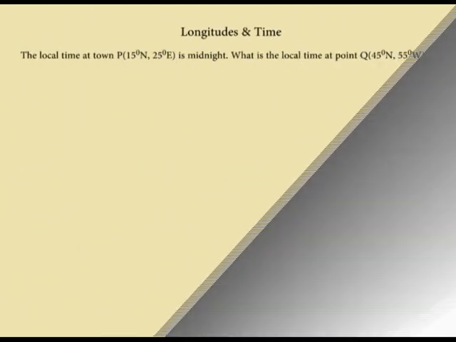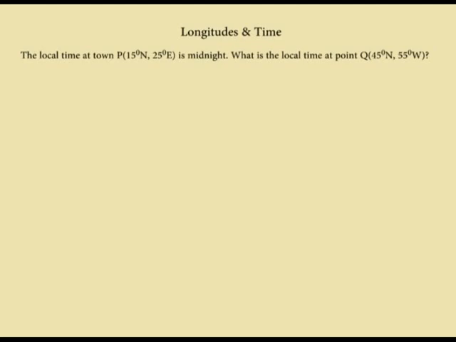Another example, the local time at town P, 15 degrees north, 25 degrees east, is midnight. What is the local time at town Q, 45 degrees north, 55 degrees west? P and Q lie on different latitudes, but that doesn't matter because time has everything to do with longitudes.